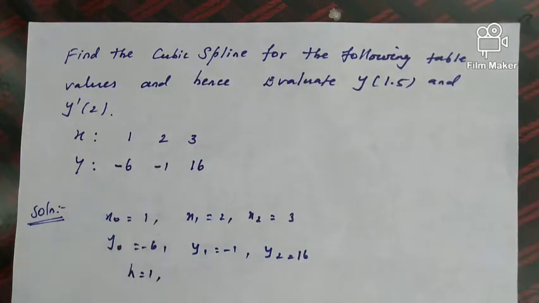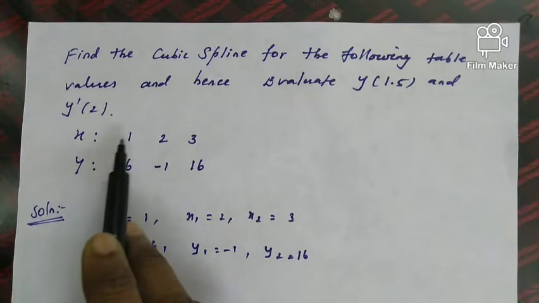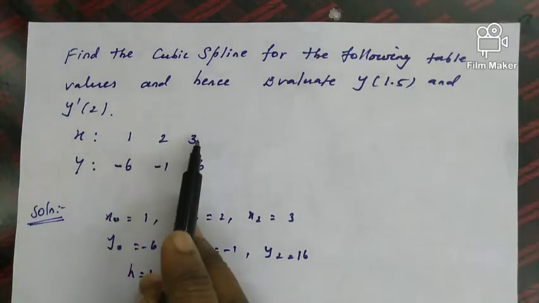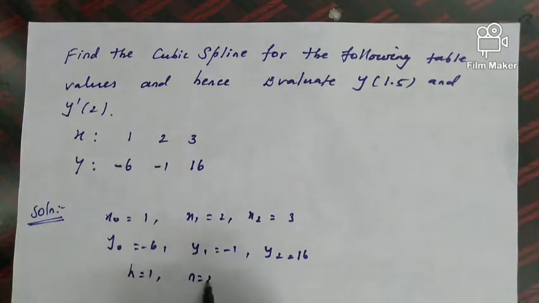So here h is equal to 1, and the n value is also important for the spline. How to find out n values? Here x0, x1 and x2. So here n is equal to 2. So before starting the problem, the preliminary values x0, x1, x2, y0, y1, y2, h and n we are supposed to write like this.